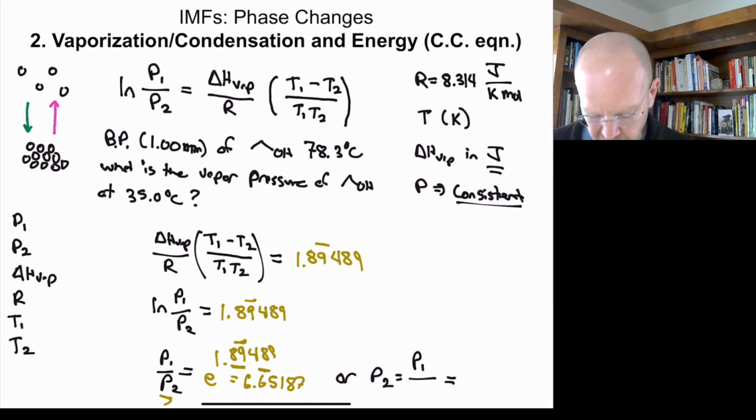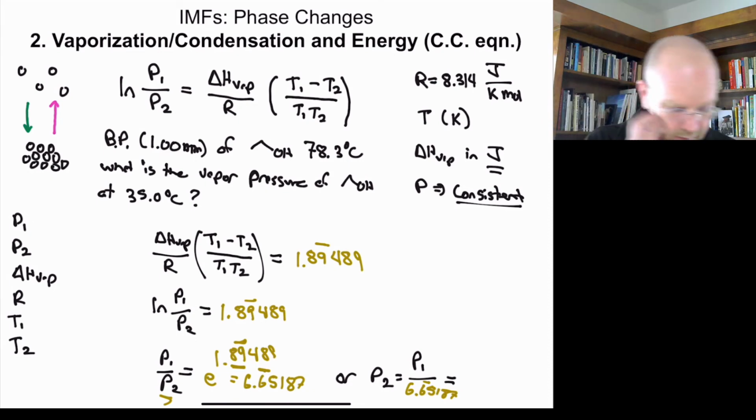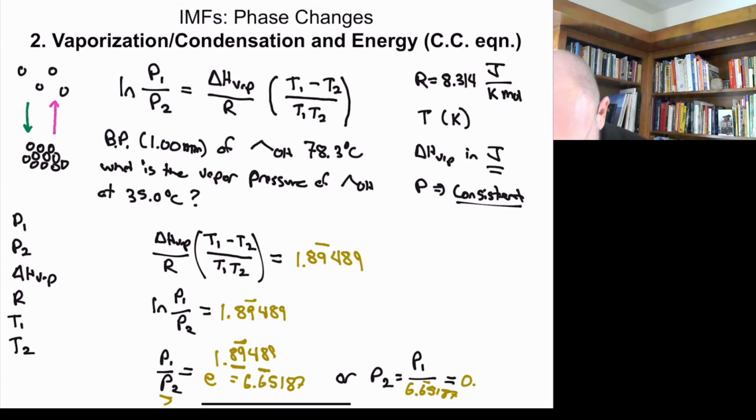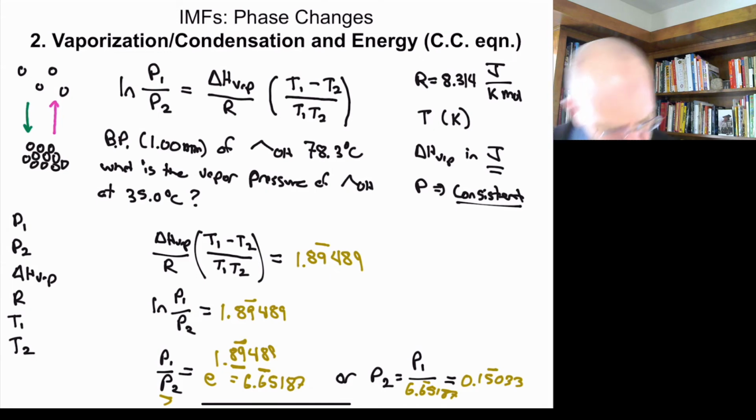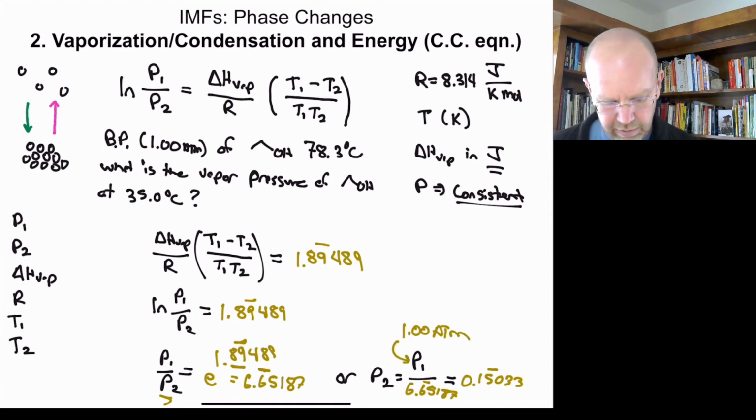Since we're after pressure 2, we can solve this equation by multiplying both sides by P2 and dividing by this number, 6.65187, where the 6 right there is the last significant digit. And we can just do that calculation, and I'm going to write more sig figs than we need and then just round to the right number of sig figs. It is 0.15033. Because we used atmospheres, P1 is 1.00 atmospheres, just to make sure you're clear on that, since I didn't copy this over from the previous slide.